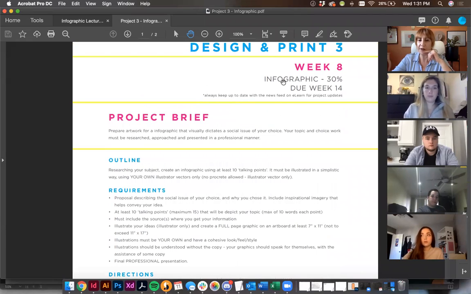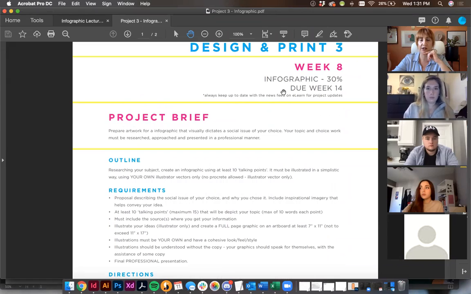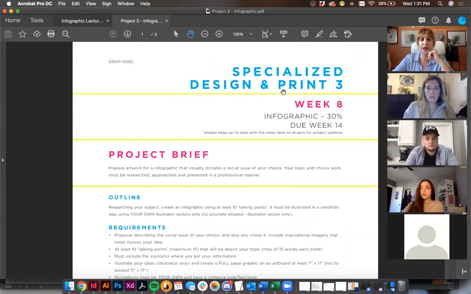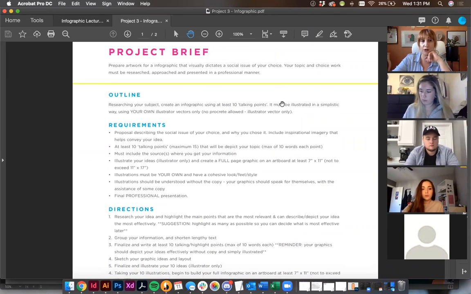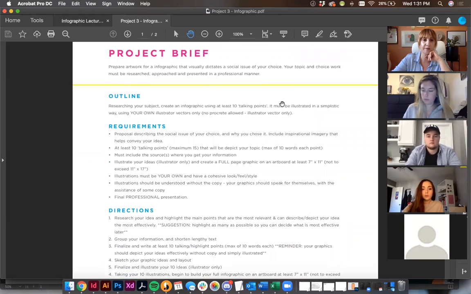Okay, so our infographic, this is due week 14 again. I think it's the Wednesday of that final week. You will be given a couple days to hand that in late, but we have to have grades in. So unfortunately, there's not going to be a lot of leeway with this one.